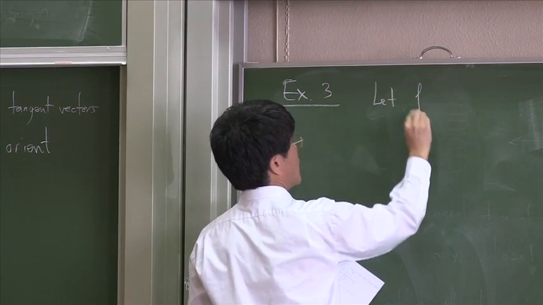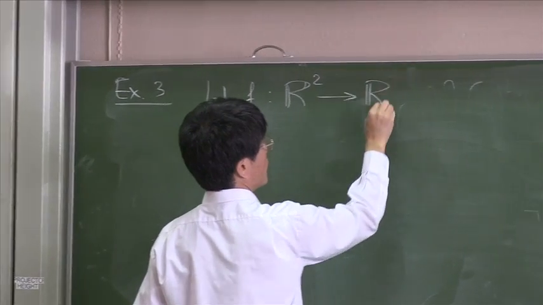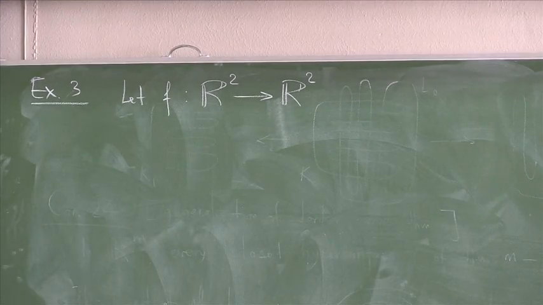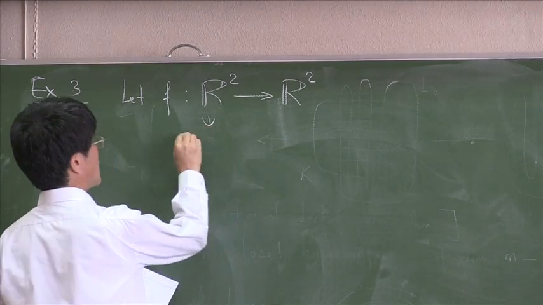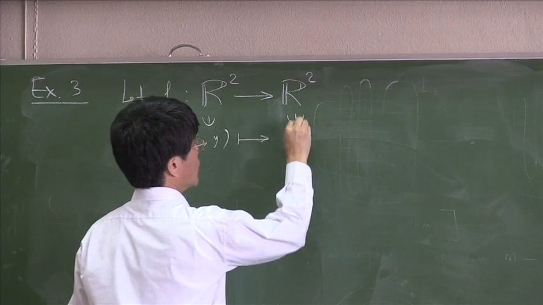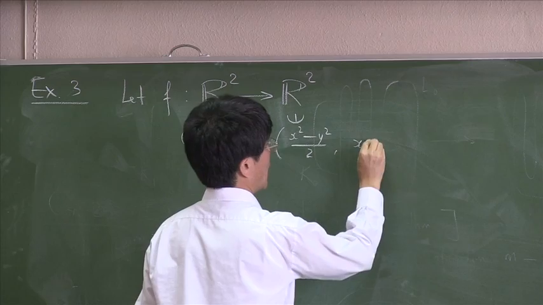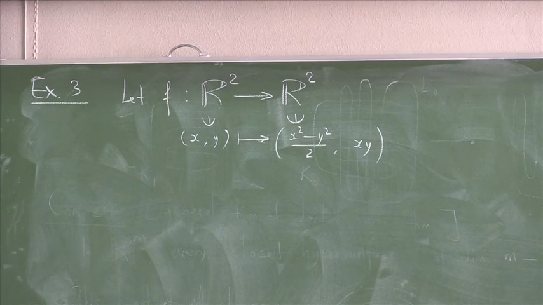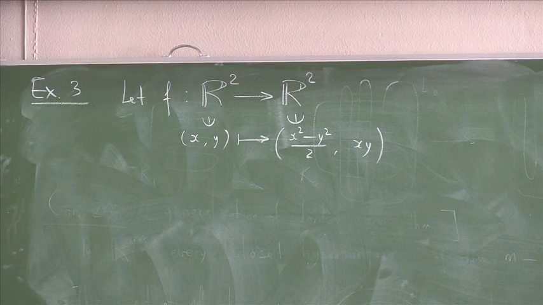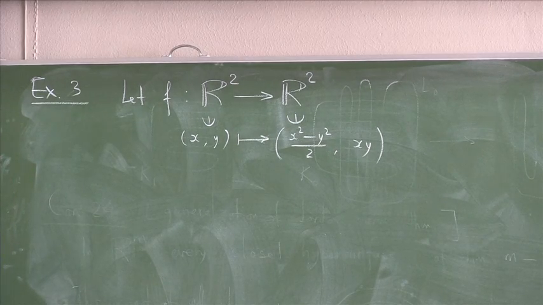Consider a map that goes from R2 to R2, a map of the plane itself, and we shall say that this map sends the point (x, y) to the point (x squared minus y squared over 2, xy). Okay, that's a certain map. For example, the origin goes to the origin, as you can see, and many other points. Do you recognize this map? Have you seen it before?